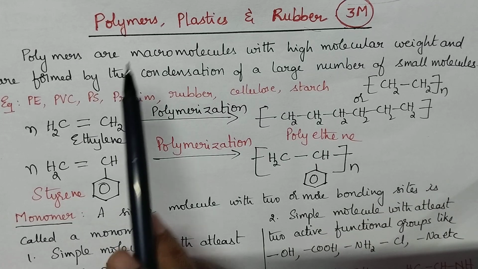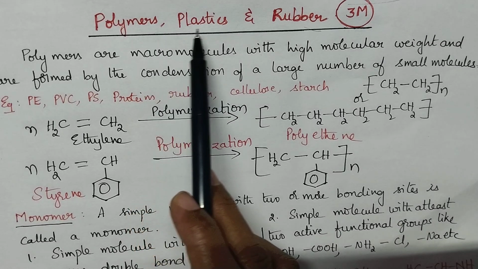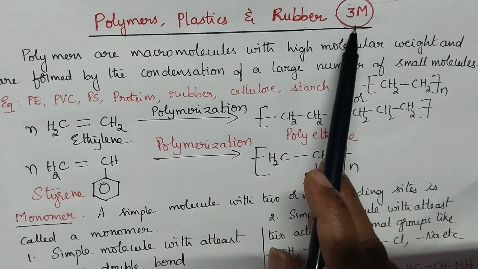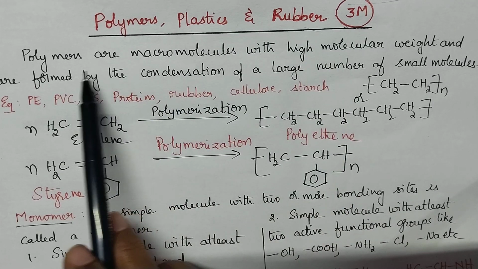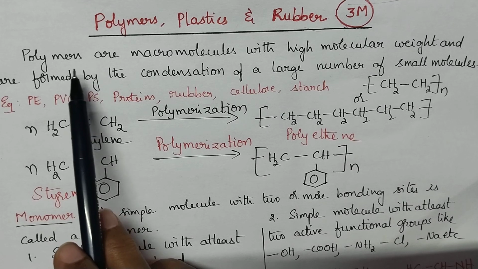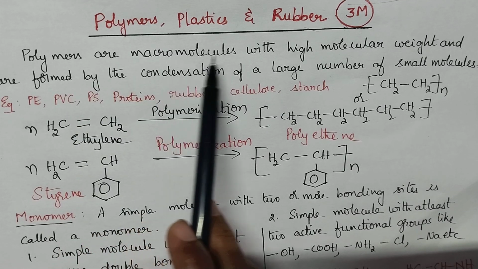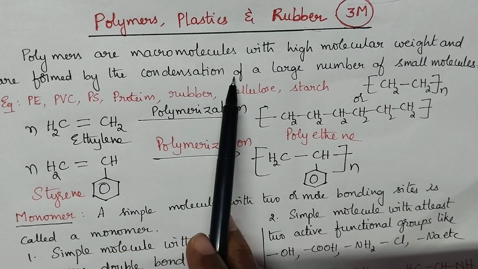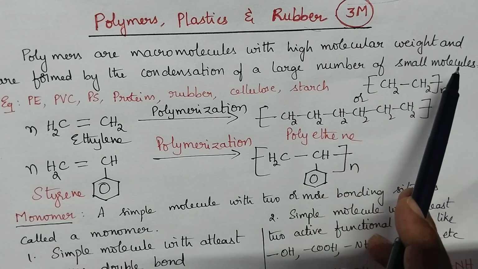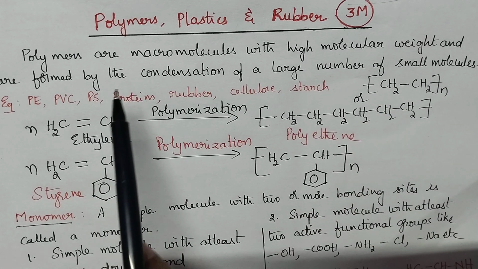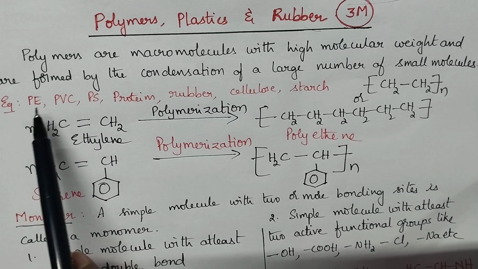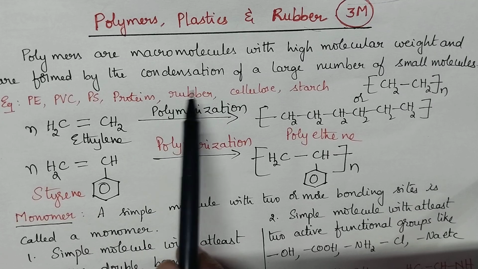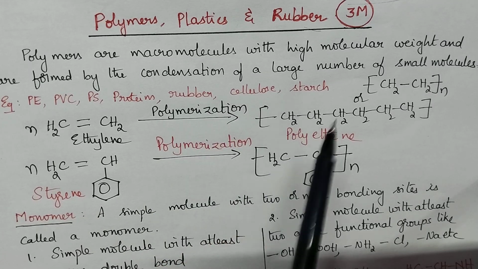In this video, I am going to discuss in detail about polymers, plastics and rubber. The weightage of polymers in ECET examinations is 3 marks. Initially, let us discuss polymers. Polymers are macromolecules having high molecular weight and are simply formed by the condensation of a large number of small molecules. Good examples of polymers include polyethylene, polyvinyl chloride, polystyrene, proteins, rubber, cellulose, starch, etc.